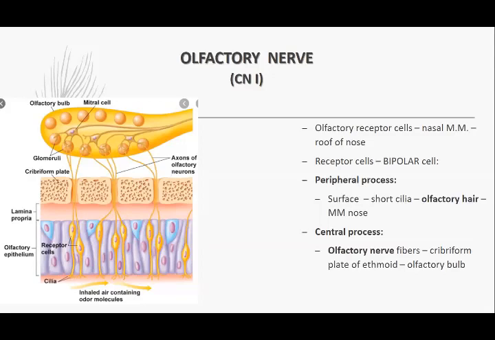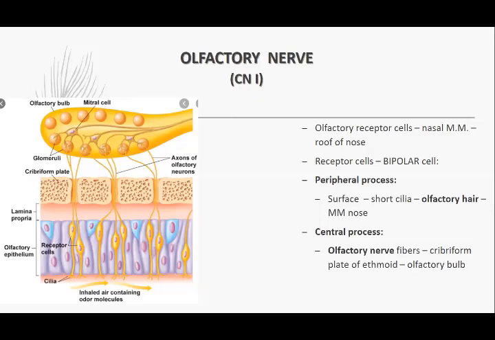Starting with the olfactory nerve. The olfactory nerve starts in the roof of the nose. The roof of the nasal cavity is formed by the cribriform plate of the ethmoid bone. Okay? The cribriform plate of the ethmoid bone forms the roof of the nose.